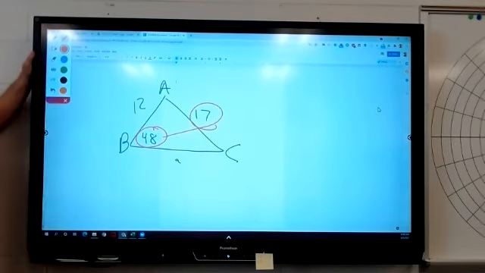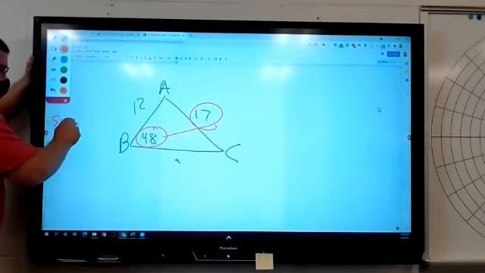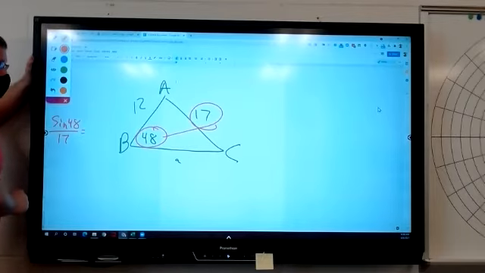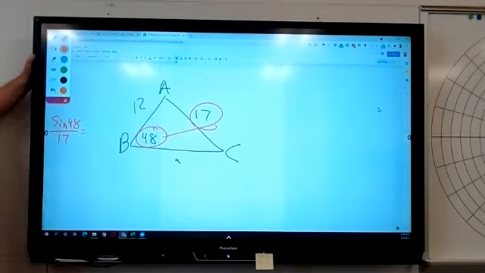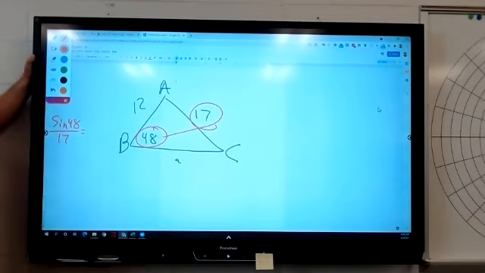Can we use those two? So let's set it up. What you got? Sine of 48 over. Perfection. Now what do I want to do? Pick one that you don't know. Okay. Am I going to use A or C? How come I'm going to use C? Because you have a solid.